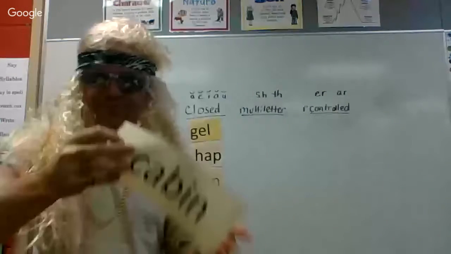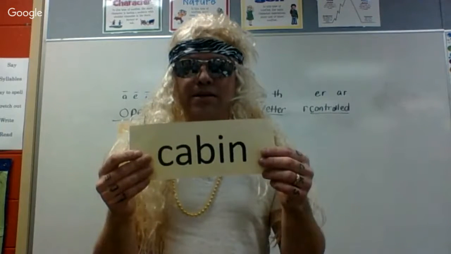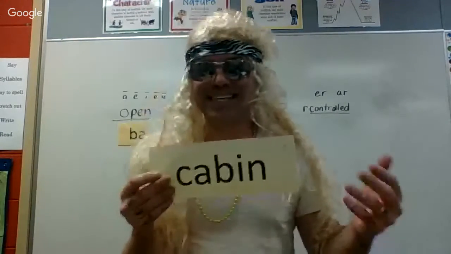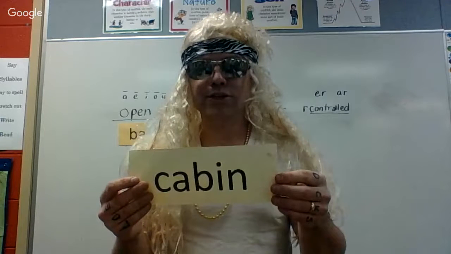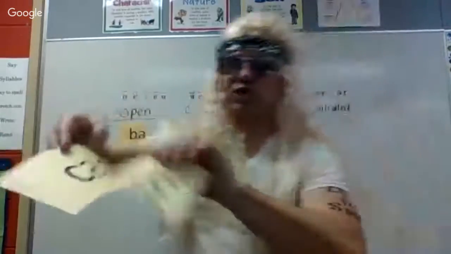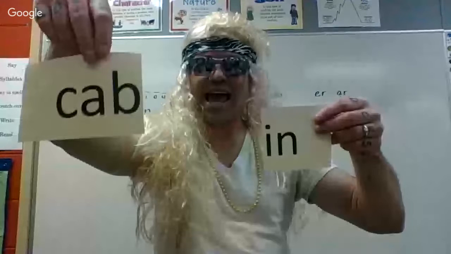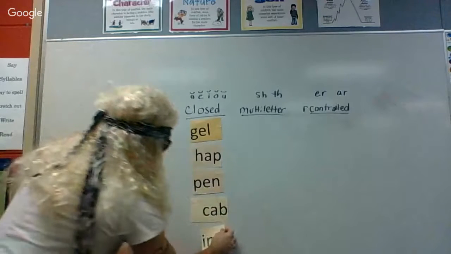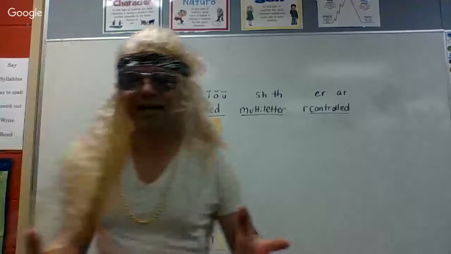Let's do another one. Cabin, cabin. Now, do you notice how in this word there's actually two small words together? Cab, in. They're two words. So guess what? When there's two words inside of a large word, you just split the two words apart when you want to split up the syllables. Cab, in. And guess what? Both of these are also closed syllables because the A and the I are not saying their name. They're saying their short sound.